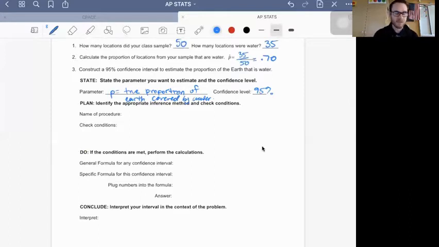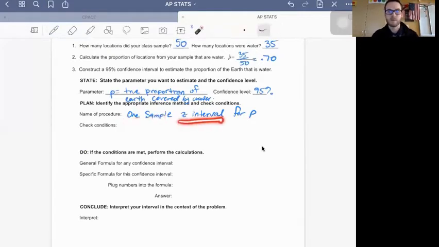So the name of the procedure, we've never named these before, but the name is extremely creative. It's a one sample Z interval for p. Basically one sample because I took one sample, Z interval because we use Z scores, and then p because we're working with proportions. So pretty straightforward. We will need to know those names.